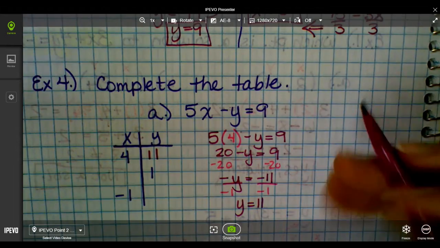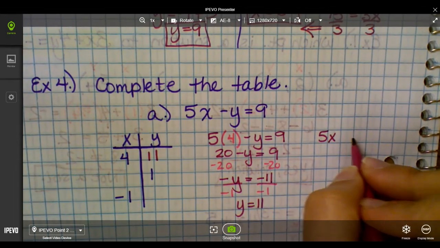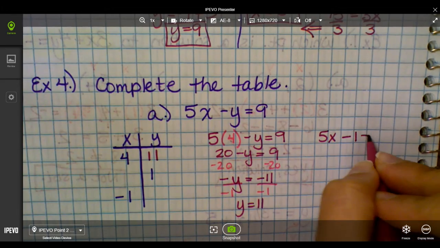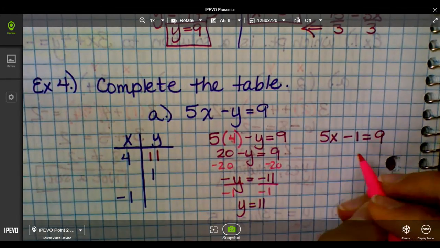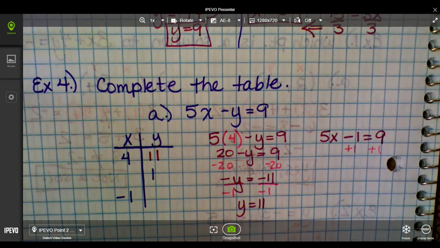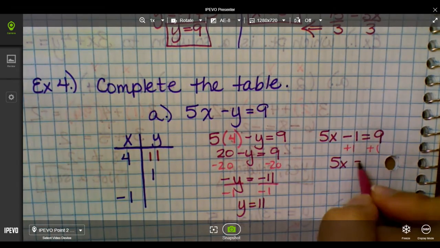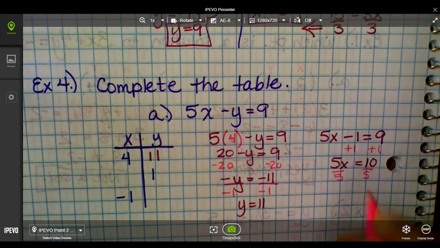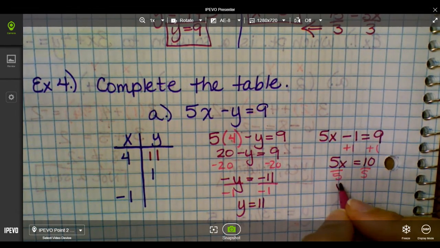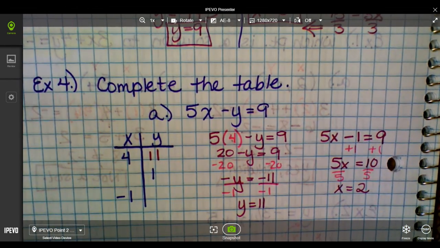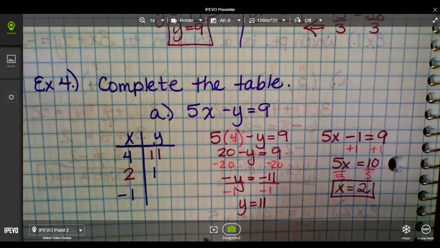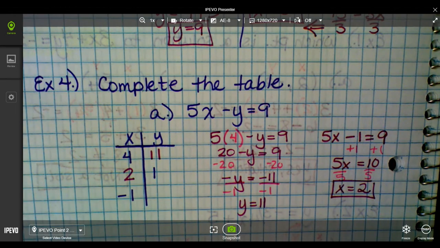So I'm going to have 5x minus positive 1. So it's just going to look like minus 1 equals 9 over here. Add the 1. 5x equals 10. Divide by 5. And then x equals 2. Okay, so that is my x value over here. So now x equals 2.